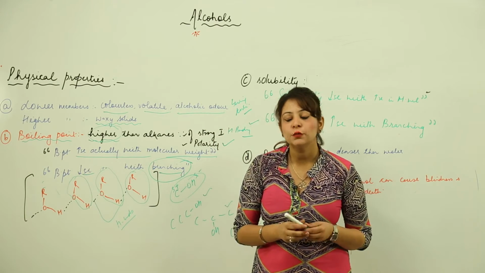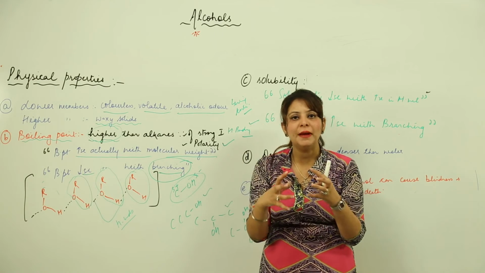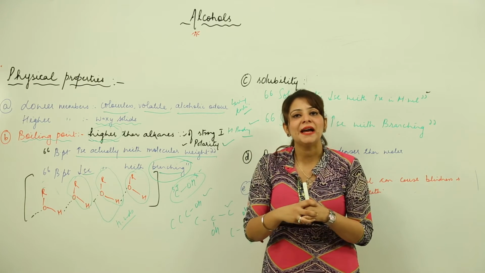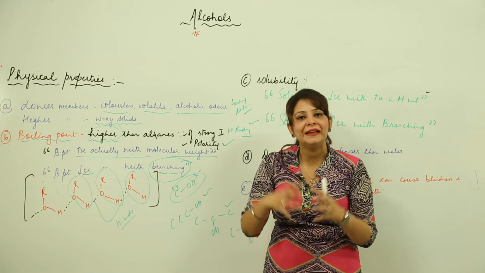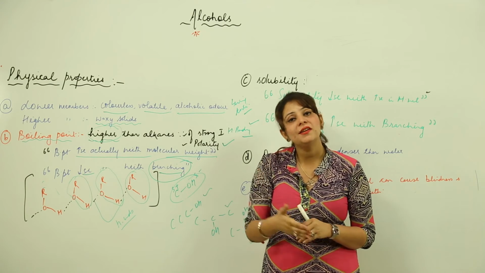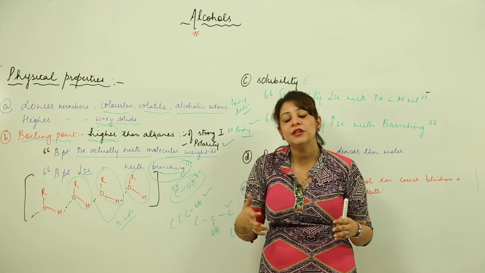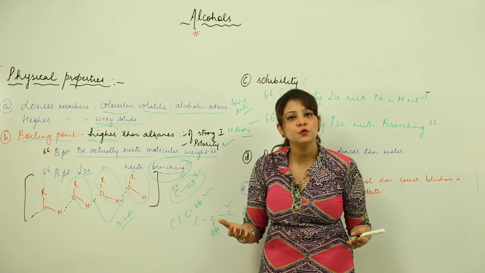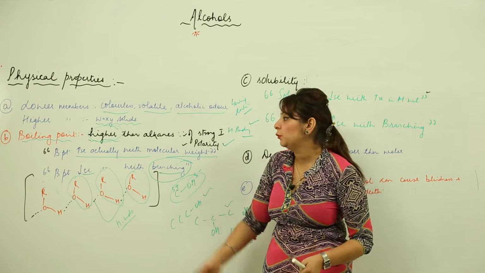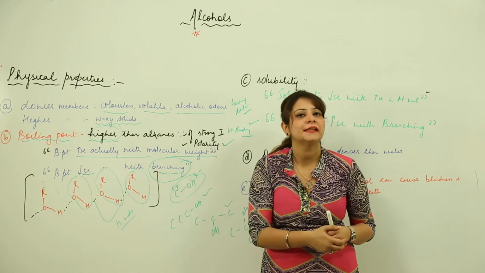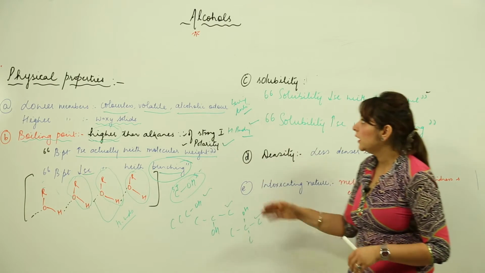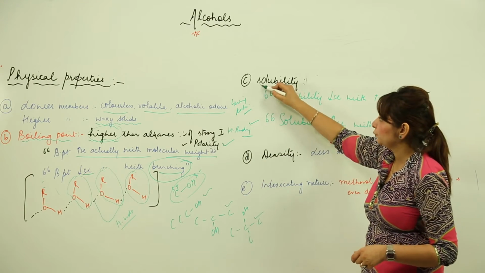What happens actually? Branching means more compactness, and when there is more compactness, it leads to a decrease in the attractive forces. When there is a decrease in attractive forces, we need to supply less heat to boil it. So that is the reason the boiling point decreases with an increase in branching. Third, we are talking about solubility.